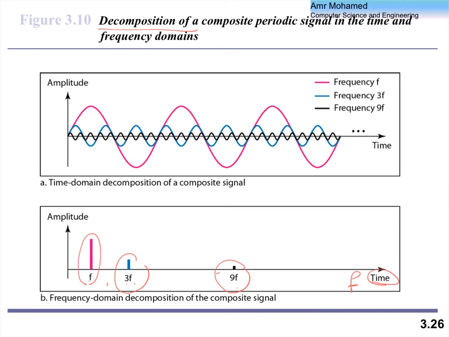So any other questions? So we know Fourier series, or Fourier theory, we know that periodic signals can be represented in the frequency domain by discrete samples. We know that non-periodic signals can be represented by analog signal in the frequency domain, or non-discrete signal in the frequency domain. And these properties are very important to understand.